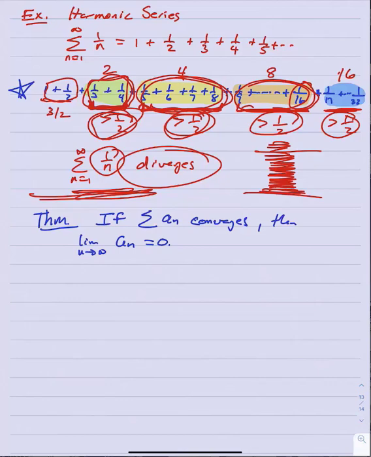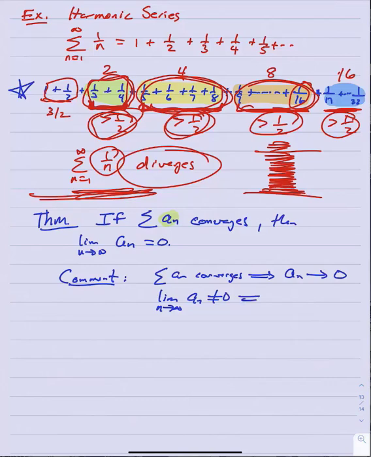Now be careful about what this theorem says. Let's put a little remark here. This comment says that if your series converges, then that general term, that sequence that is defining the terms in your sum, has to have a limit of zero. Notice that is the same thing as saying that if the limit of that general term is not zero, that is, if the limit as n goes to infinity of a sub n is not zero, that implies that this series diverges.